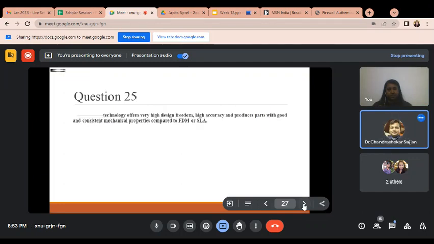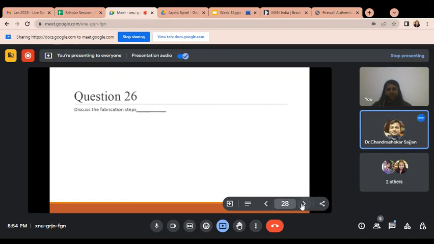SLS. Okay. Yes. And the next question is, which technology offers very high design freedom, high accuracy and produces parts with good and consistent mechanical properties compared to FDM and SLA? Metal jetting? No, actually SLS. SLS. Yes. Sintering. And here the next one is the fabrication steps. I think we have already discussed the fabrication steps.